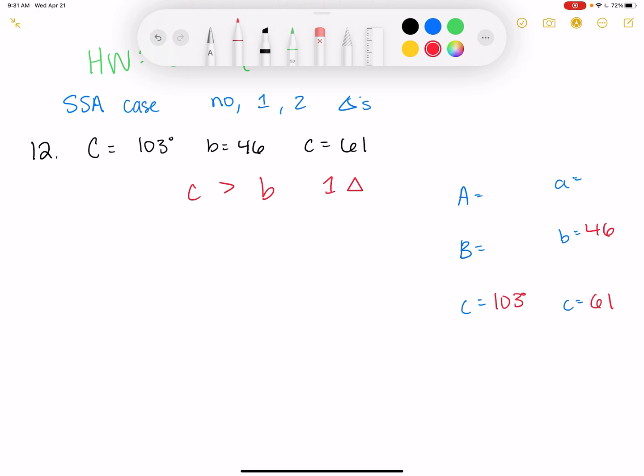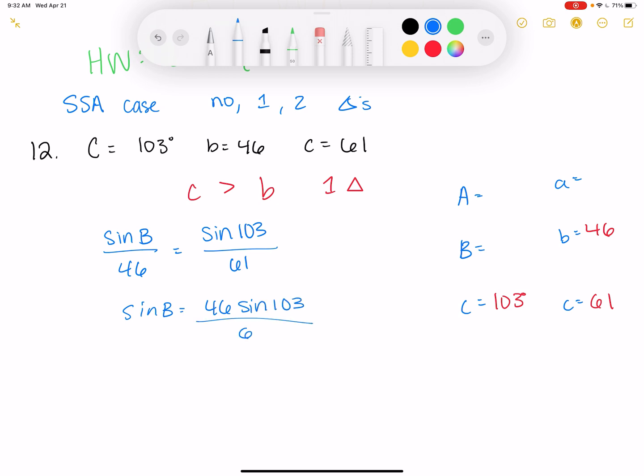So what do I want to solve for first? Probably angle B. Angle B sounds lovely. Let's do that. Sine of B over B is equal to sine of 103 over 61. I don't know why I didn't put in the B value. This B value is 46. So I'm going to multiply by 46. So the sine of B is equal to 46 sine of 103 over 61.